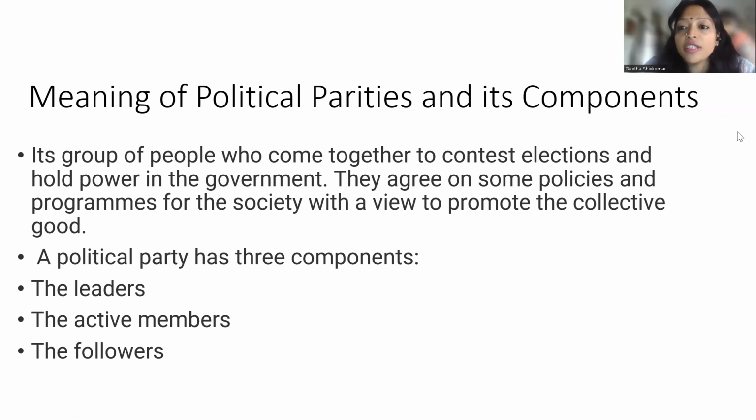This is the first part of the chapter when we talk about political parties. A political party is a group of people. What do this group of people do? They come together, they contest election, and then they hold the power in the government. They agree on some policies and programs for the society with a view to promote the collective good. This is a very, very important keyword. You need to write they contest election, they hold the power in the government, they agree on some policies and programs. And why do they agree on some policies and programs? To promote the collective good.